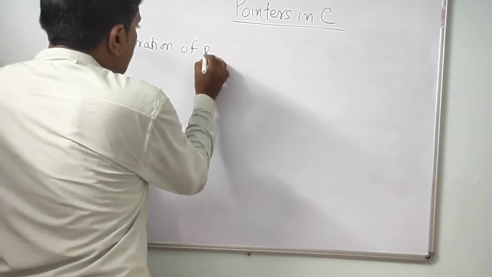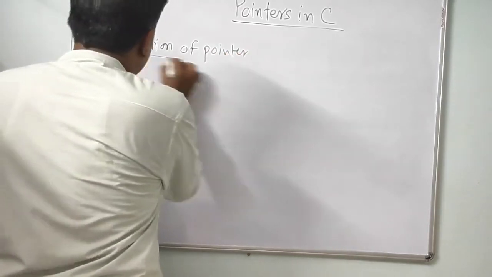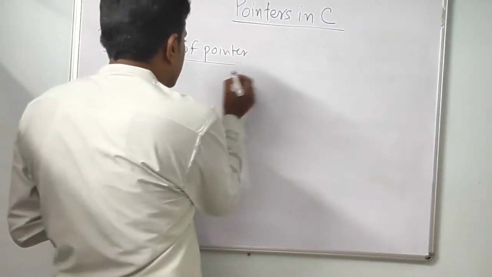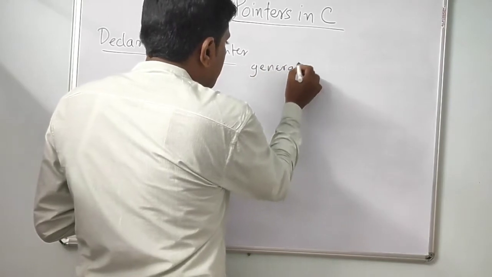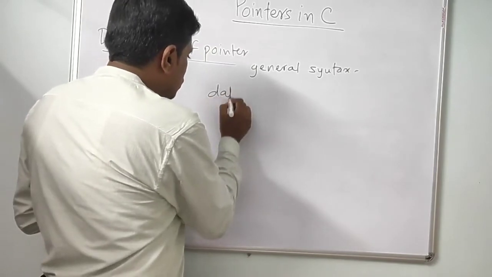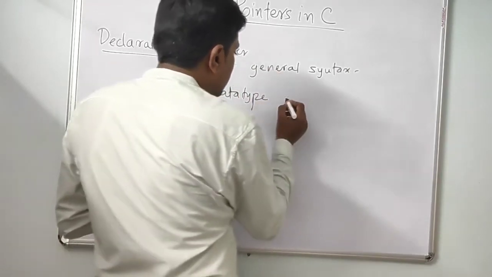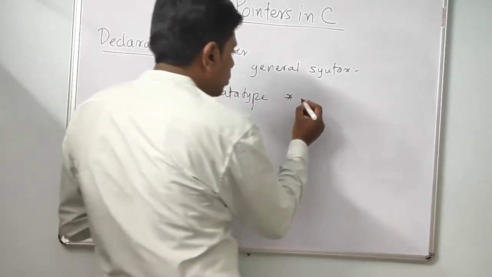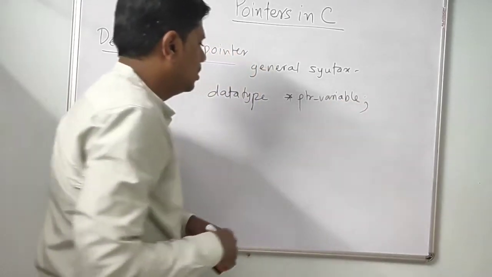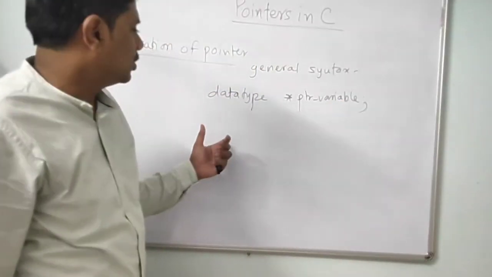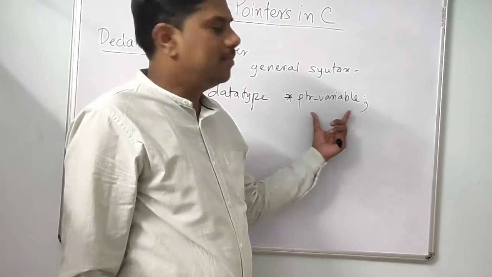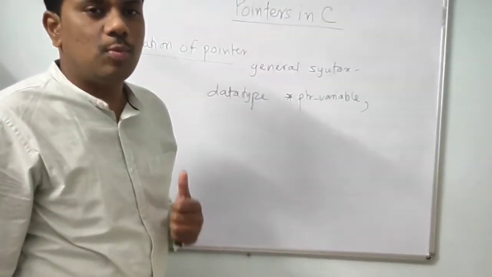Declaration of pointer. So first we'll see the general syntax of declaration. General syntax. So first there is a data type, then the star operator is very important, and then the pointer variable, and then a semicolon. So this is the general syntax of pointer declaration: data type, star, asterisk symbol, and then pointer variable name, semicolon. So this is the declaration of a pointer variable.